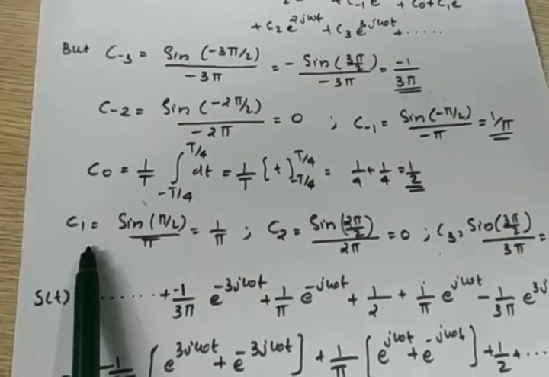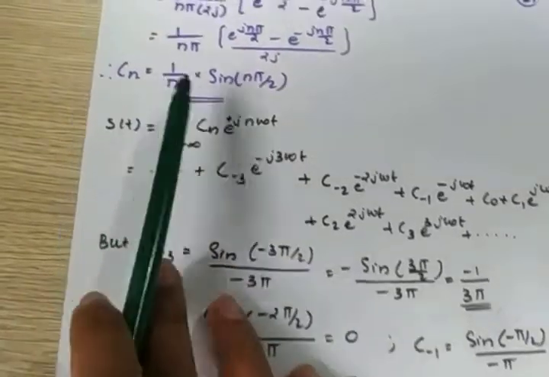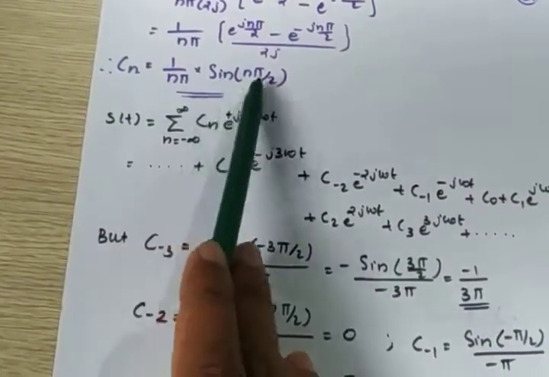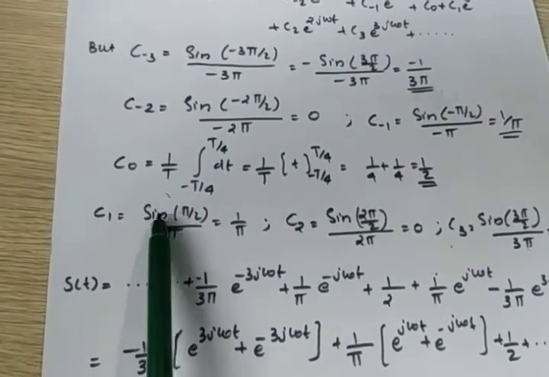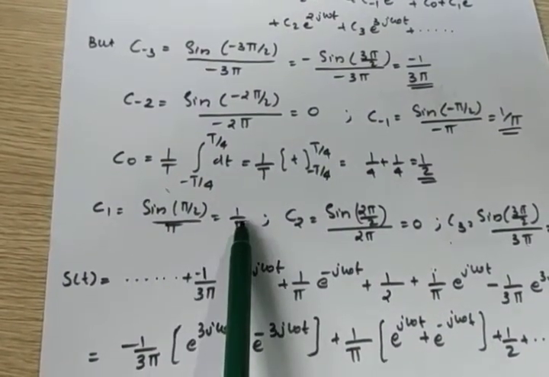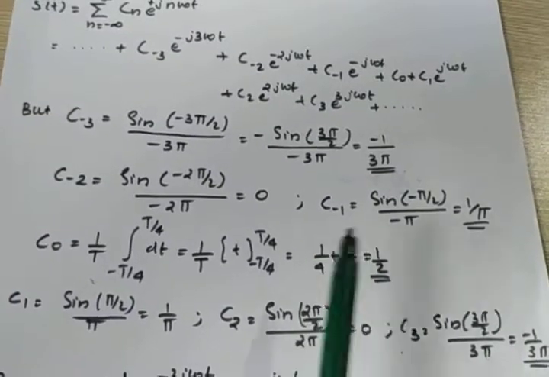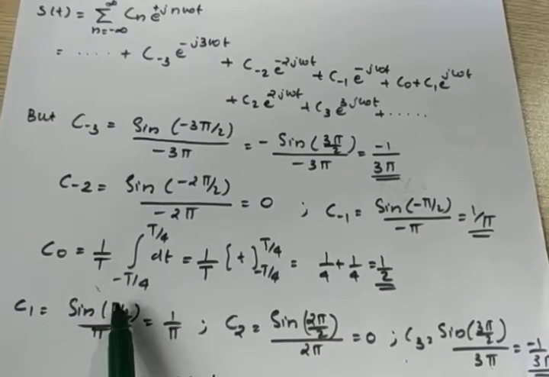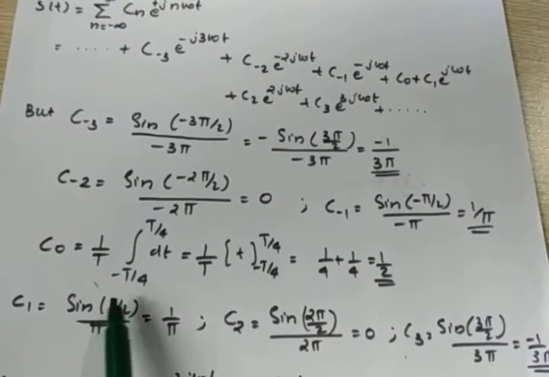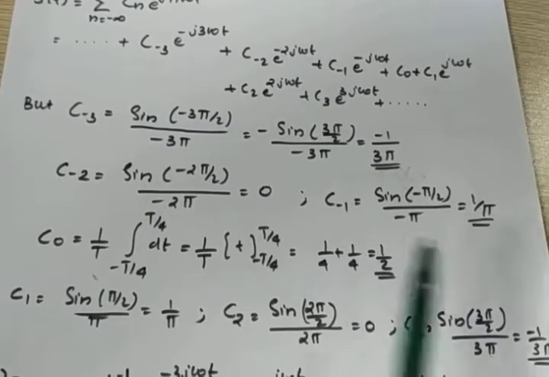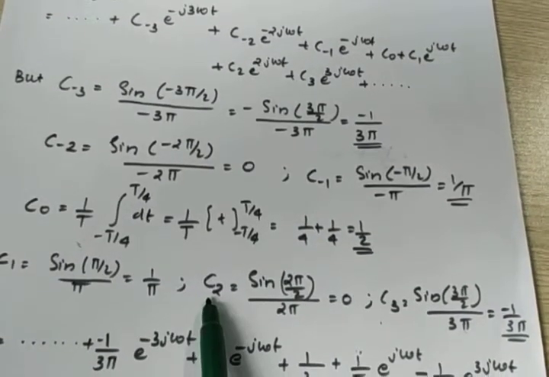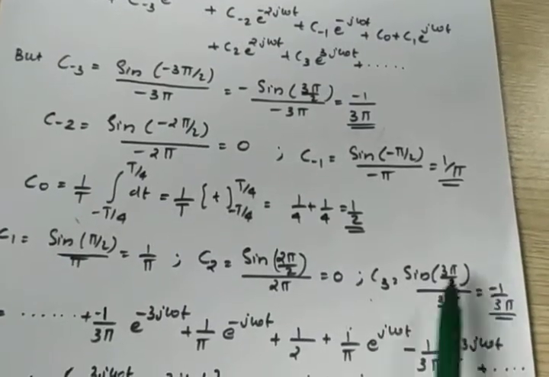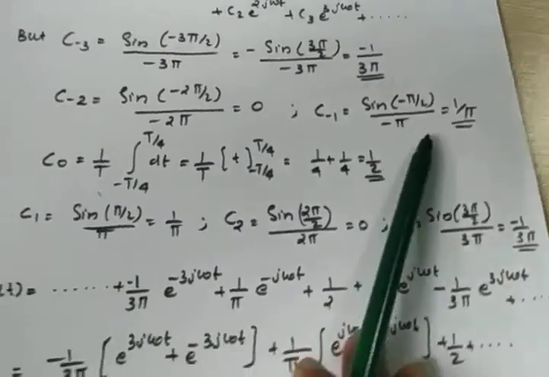Similarly for c1, you can substitute here. Because n is 1 here, so 1 by pi sine pi by 2, that is sine pi by 2 by pi, which is nothing but 1 by pi. Because sine 90 is 1, sine 0 is 0, sine 90 is 1, so it is 1 by pi. Now c2, find this value. C2 will be 0, for c3 you will get minus 1 by 3 pi.